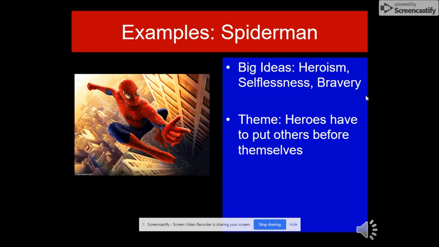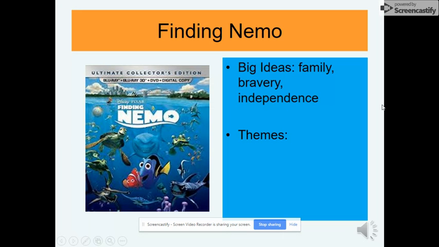Another example could be Finding Nemo. The big ideas are family, bravery, and independence. Throughout the entire movie, Marlin's trying to get across the ocean to get Nemo and bring him back. So some of the themes could be to never give up because he has to keep going. Even Dory keeps him to just keep swimming. That's really a statement of the theme. And another theme could be you have to learn to trust because he has to learn to trust Nemo to take care of himself.